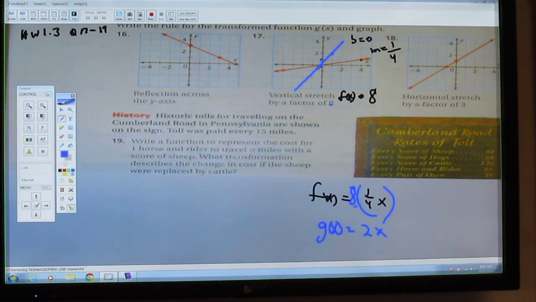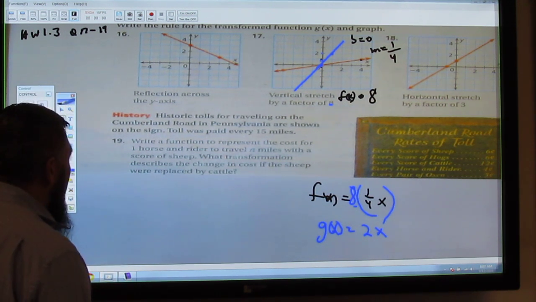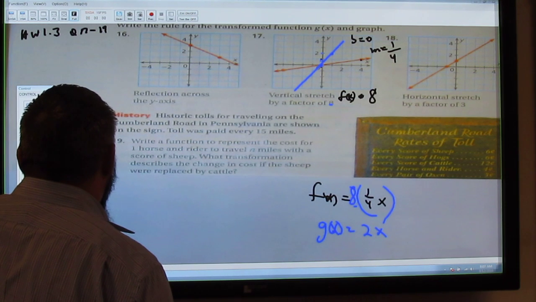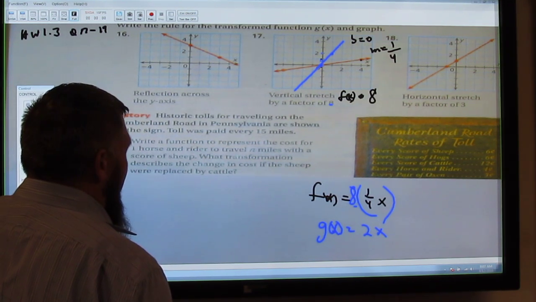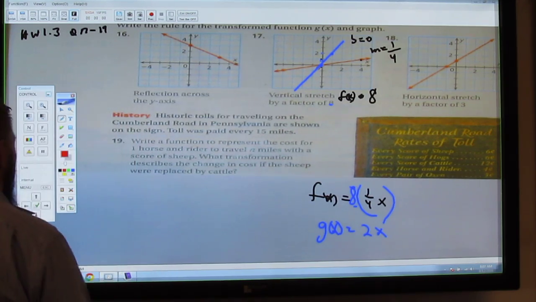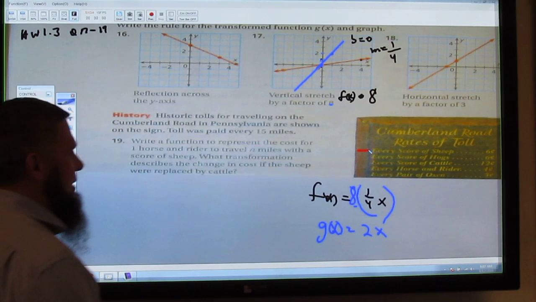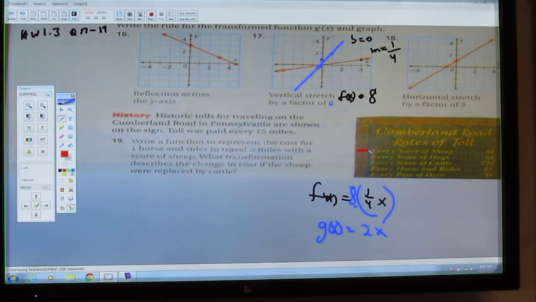All right? So, number 19 is write a function to represent the cost of one horse and rider to travel n miles with a score of sheep. It says over here, score of sheep is 6 cents. And what transformation describes the change in the cost if the sheep were replaced by cattle? So historic tolls for traveling on the Cumberland Road in Pennsylvania are shown in the sign. Tolls were paid every 15 miles.